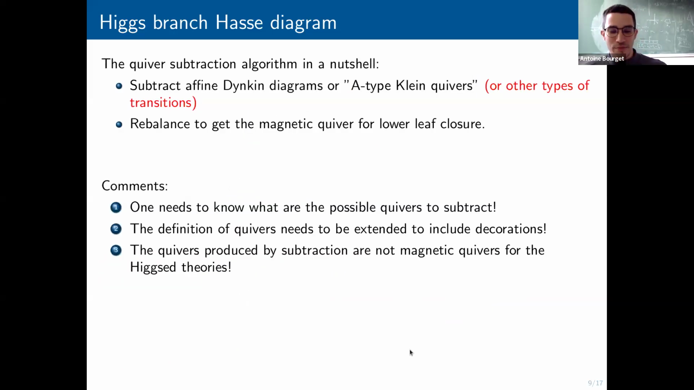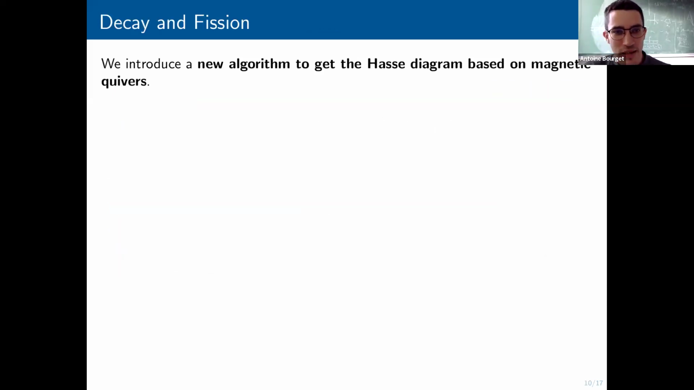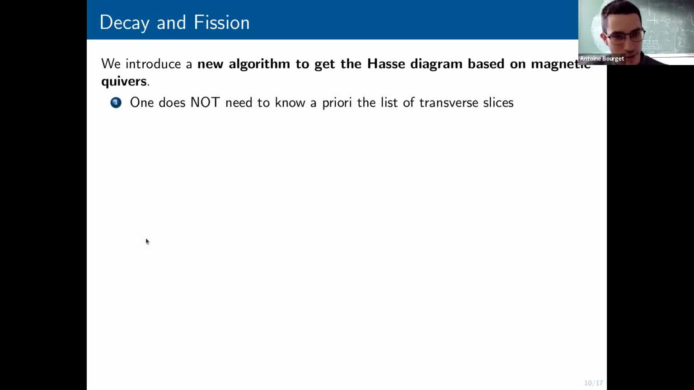Okay, so in this talk, I want to present a new algorithm, which has different features. In particular, it doesn't have these 3 features here. It has other aspects, so I will show this. Okay, so it's also based on magnetic quivers. It's just a different algorithm. The crucial point is that we will not need to have an a priori list like the one that I showed just a minute ago. We don't need this anymore. So this is a very good feature of this algorithm.